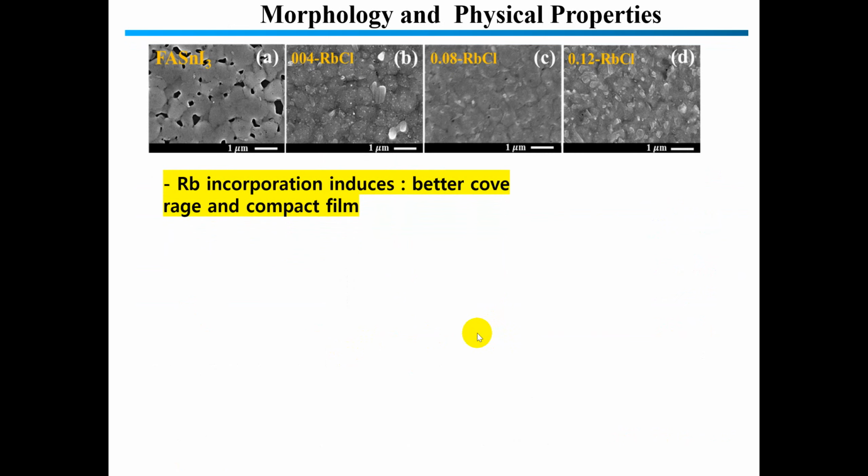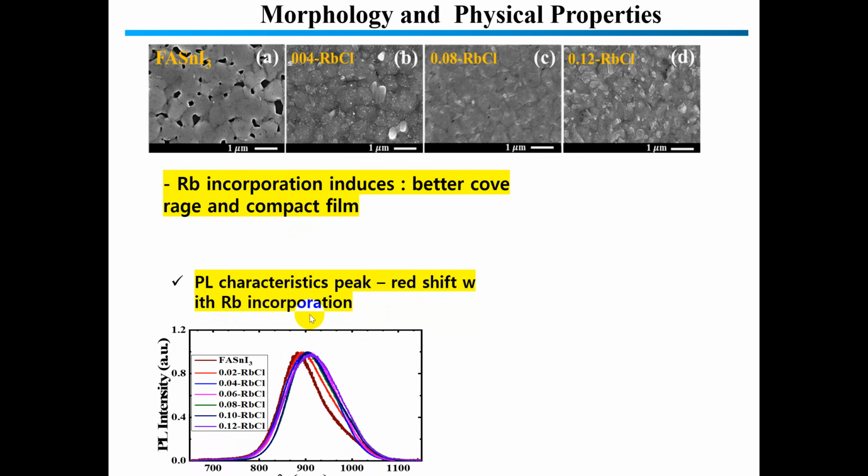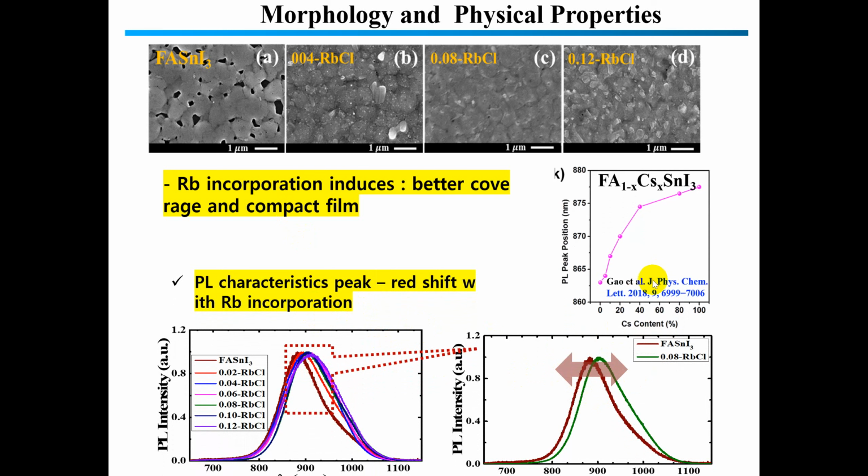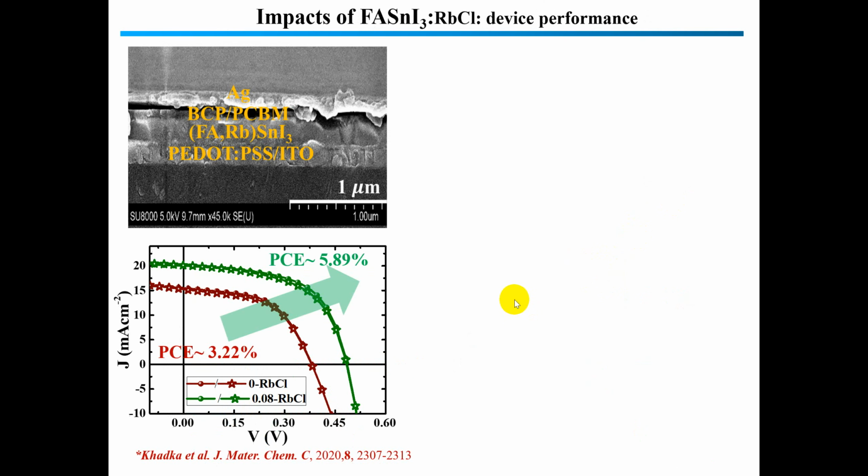And it also has an effect on morphology. So we can see the compact film and better coverage film, and this is the PL spectra. And with the rubidium incorporation, we can notice a red shifting, and this is also reported by other groups, with cesium tailoring, and in case of cesium, they also report red shifting of band gap energy.